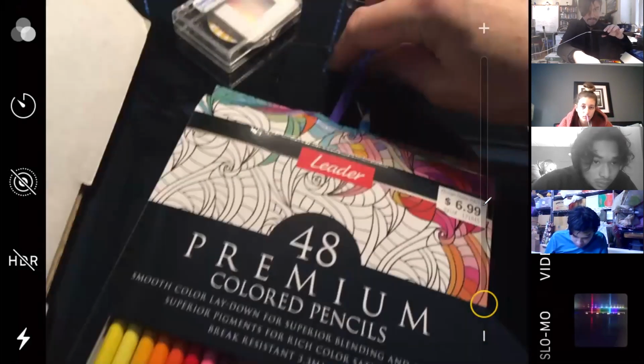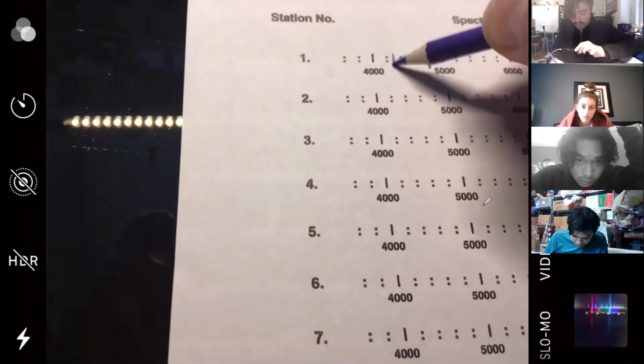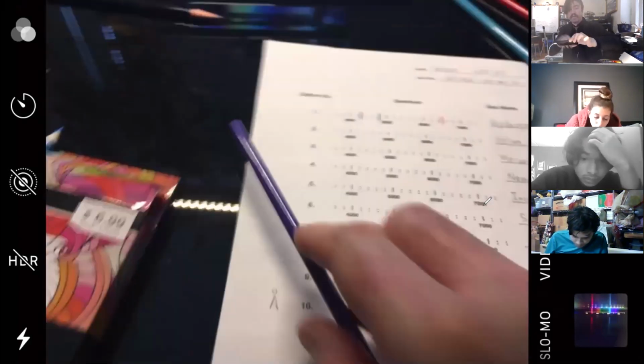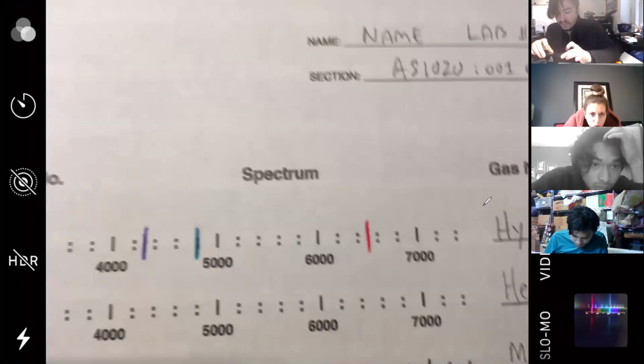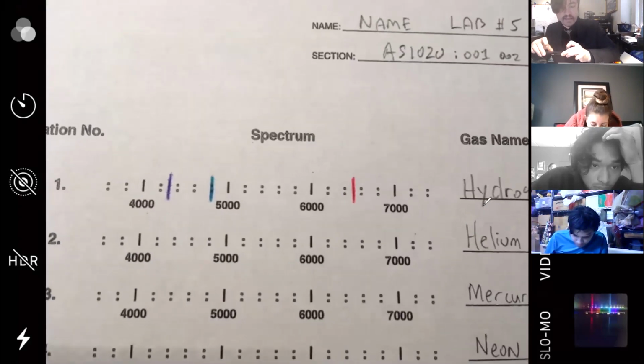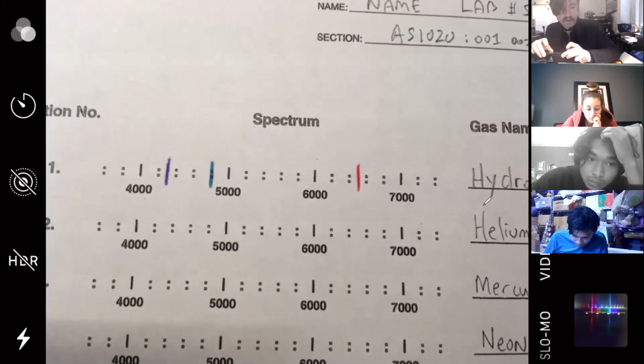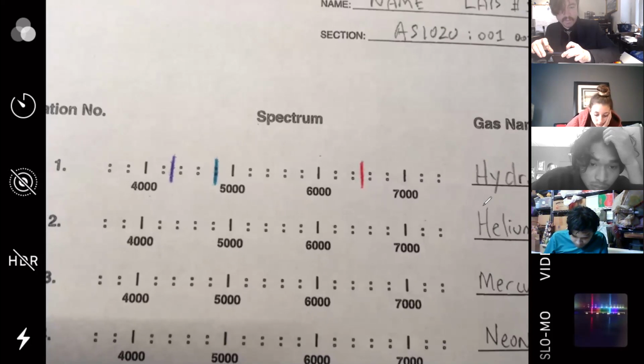Okay, so let's get out a violet crayon here. I guess that's probably the closest. And that's 420, that's 440. So 430 would be right in the middle. So bam, we've done the hydrogen spectrum. The hydrogen spectrum is remarkably simple. It has one red line at 656, one blue line at 486, and one purple line at 434.